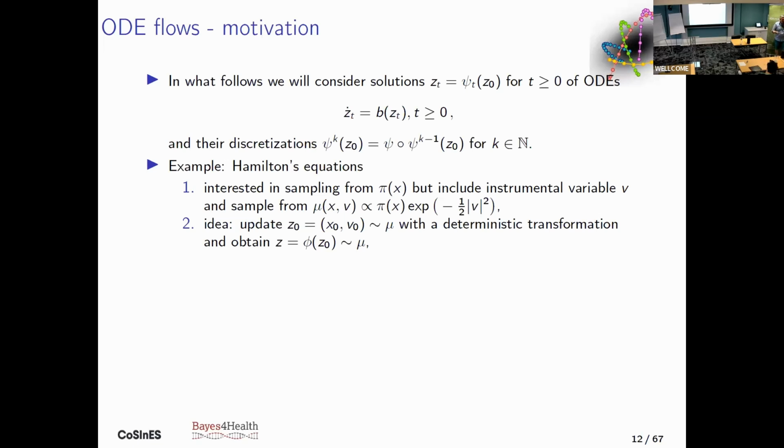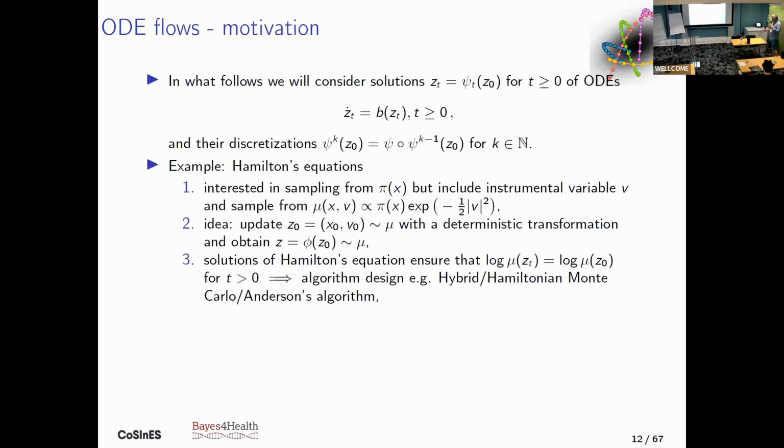So maybe for this community, I could call that a normalizing flow. Okay, you define a normalizing flow, a transformation, and you would like to define the transformation in such a way that the application of the transform to Z0 distributed according to mu is also distributed according to mu. That would be fantastic, right?